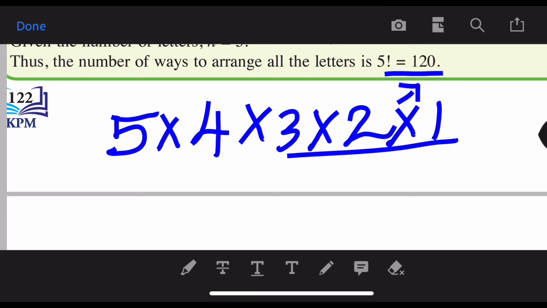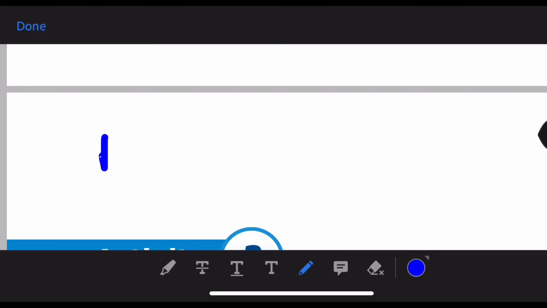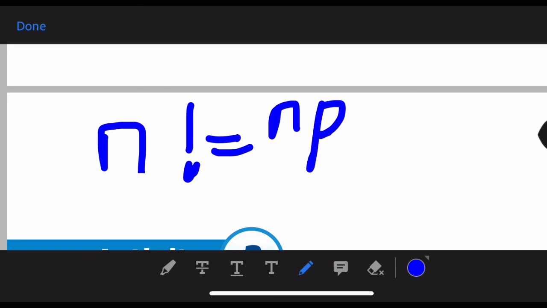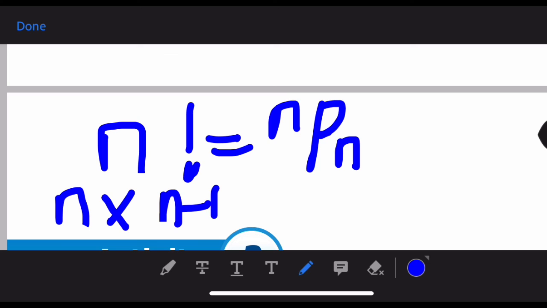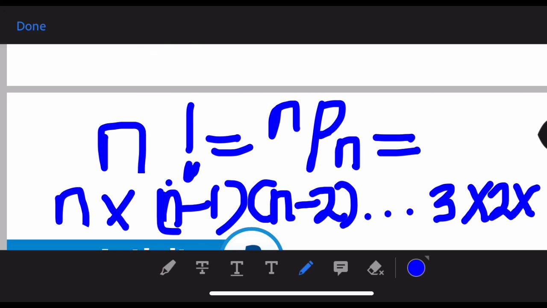Okay, so that's all my sharing for today is about the important formula nPn or n factorial, okay, which is equal to n times n minus 1 times n minus 2 times n minus 3 dot dot dot 3 times 2 times 1. Right, please remember this. This is a very, very important formula for permutation.